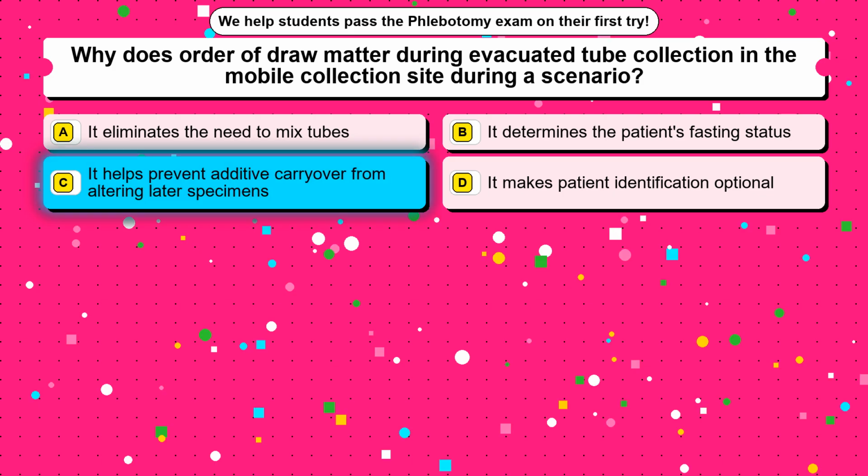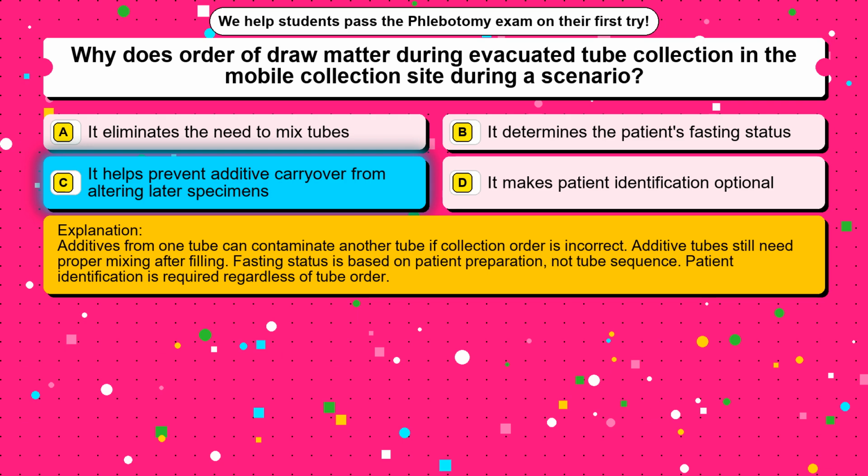The correct answer is option C. It helps prevent additive carryover from altering later specimens. Additives from one tube can contaminate another tube if collection order is incorrect. Additive tubes still need proper mixing after filling. Fasting status is based on patient preparation, not tube sequence. Patient identification is required regardless of tube order.